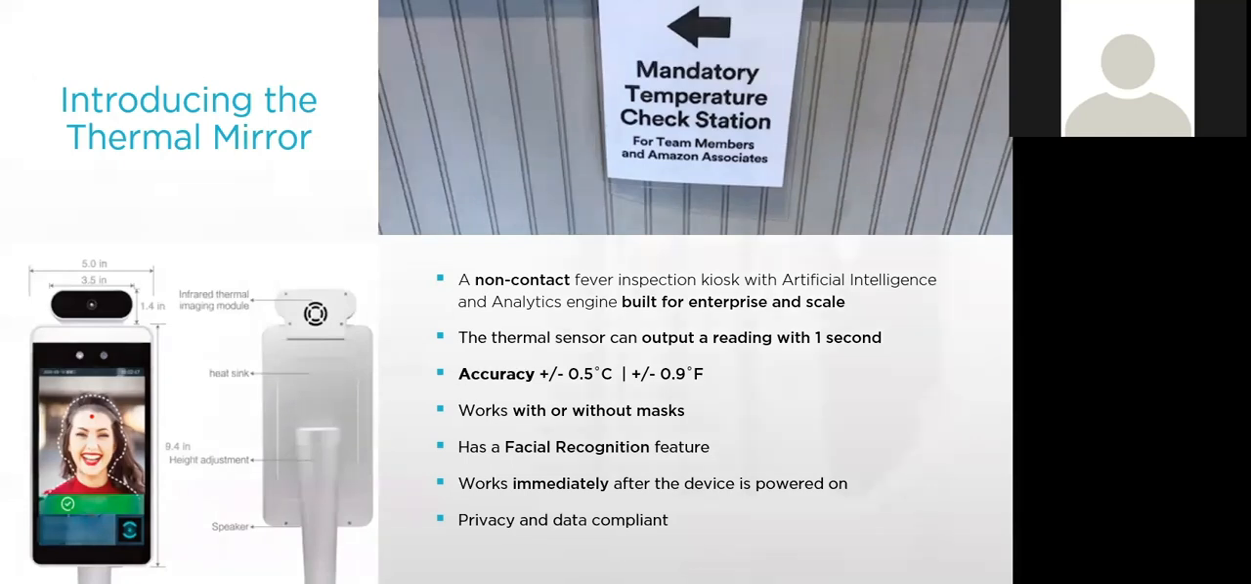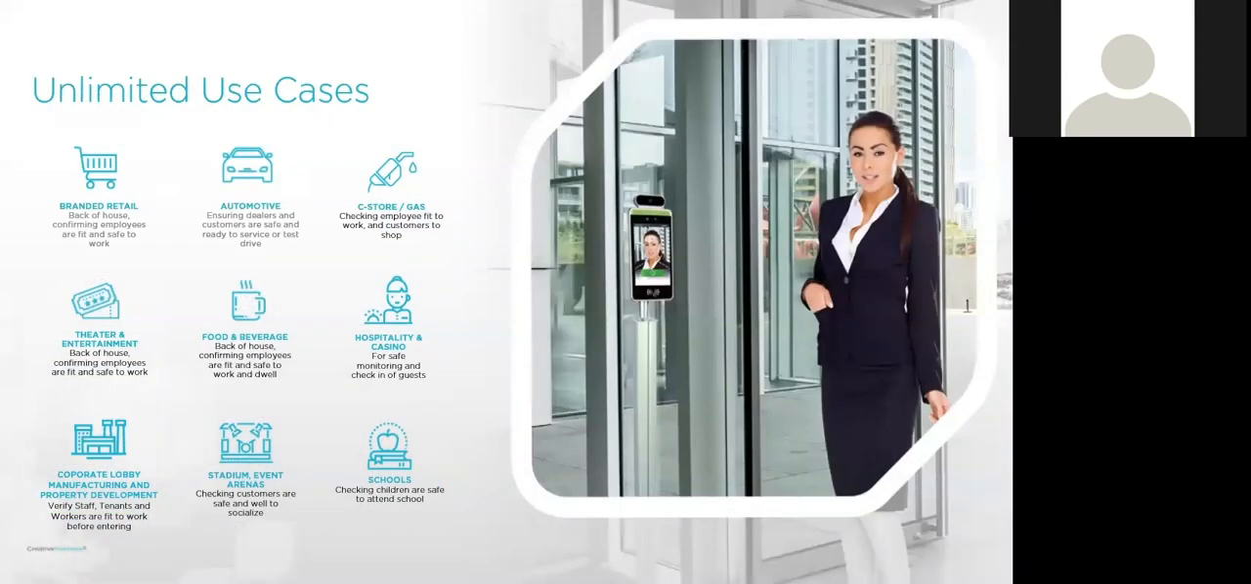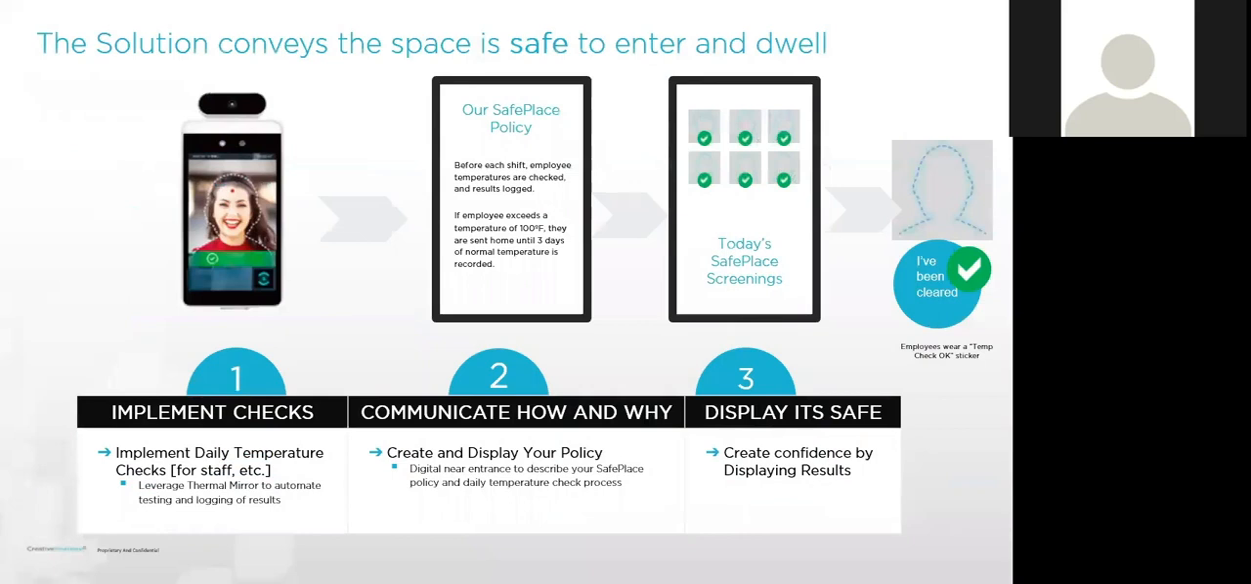The use cases, I think are virtually unlimited. They're all across America. So you have a number of use cases today. The solution, it really conveys that space is safe to enter and dwell. And we recommend three things. Number one, implement checks. Leverage the thermal mirror to automate testing and logging of results. That's really important. Number two, communicate and display your company's new policies around safe place and what that might be.